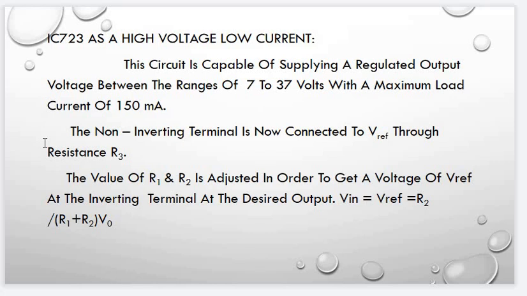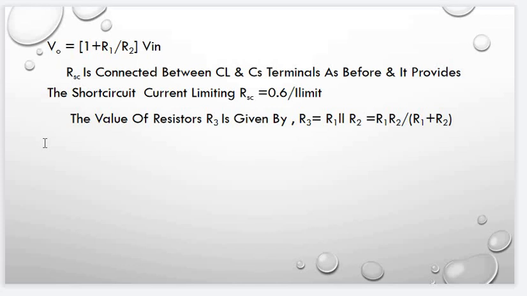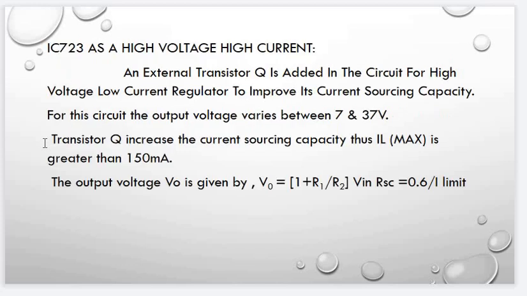V reference is equal to R2 divided by R1 plus R2 into V0. So V0 is equal to 1 plus R1 by R2 into V reference. The sensing resistor is connected between the current sense and current limit terminals as before, and it provides short circuit current limiting. The value of resistor R3 is the parallel combination of R1 and R2.